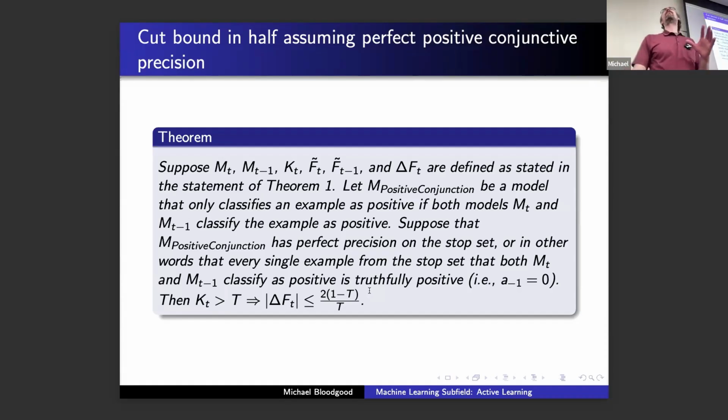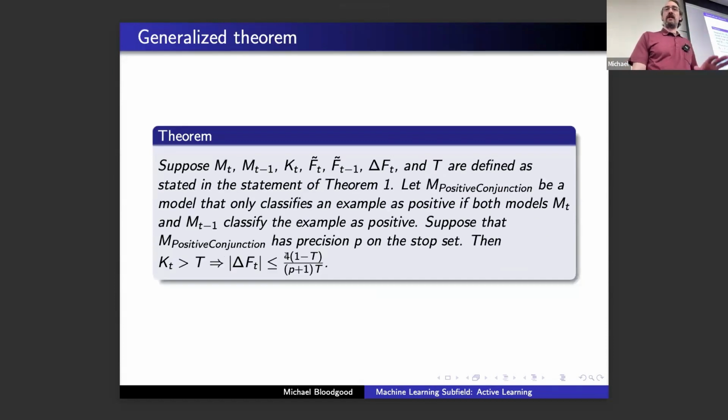Now, you might say, okay, but that's unrealistic. Is it always perfect precision? True. So here's a more generalized form. Let's say it has precision p, because the first one is pathological, 100% might be unrealistic. But say it had like 90% precision.